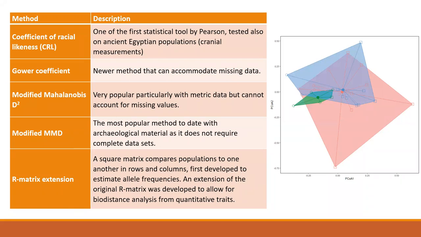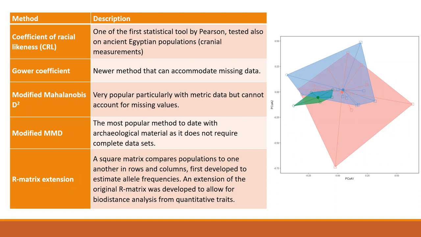There is a slew of different statistical tools to choose from, and this list here is by no means even close to being exhaustive, but it's just to give you an idea of what is out there. The first one, Pearson's CRL, is on this list basically just as I mentioned, because it is one of the first, if not the first, tests created to assess biodistance. But it has some statistical shortcomings, so it's no longer in use. So there are other ones, and actually the rest of the ones mentioned here are currently in use and very popular among investigators.